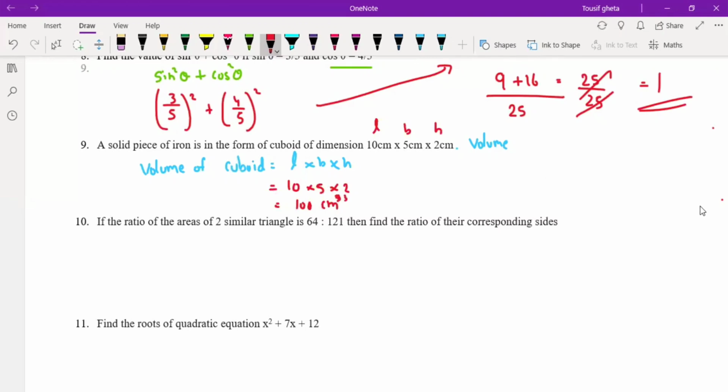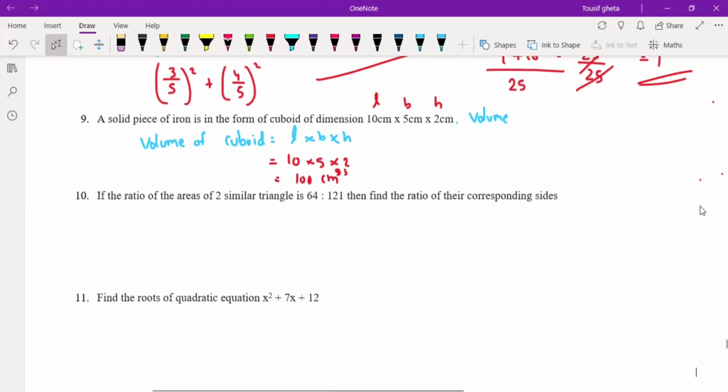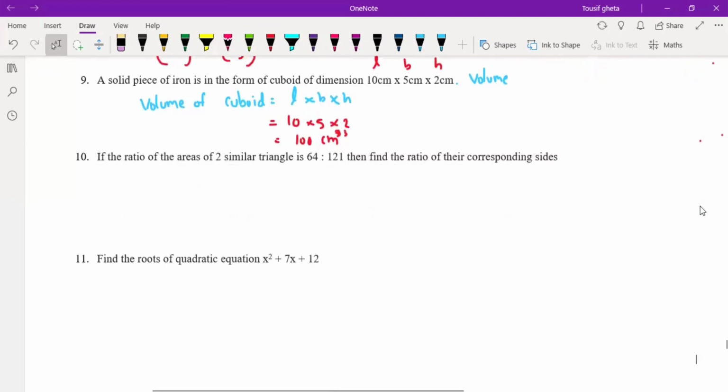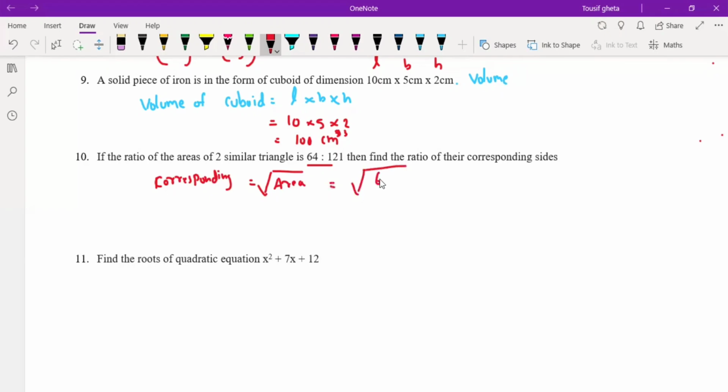Moving to the 10th one. Find the ratio of the areas of two similar triangles. The areas of two similar triangles are given in a ratio. And we need to find the ratio of the corresponding sides. So corresponding sides is equal to, we have one relation, root. The areas can be written in the form of a ratio. That is, we should write down the areas, area divided by area of the two triangles. So that is 64 divided by 121.